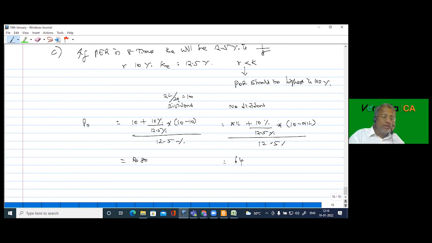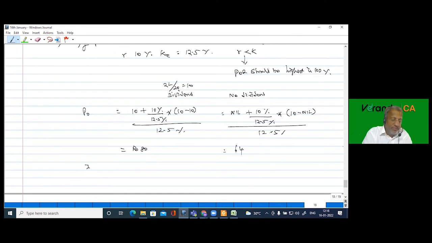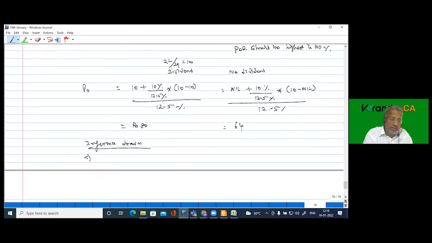Which one is better? Declaring dividend is better or declaring no dividend is better? So the inference that we draw: If R is greater than K, payout ratio should be nil. If R is less than K, payout ratio should be 100%. If R is equal to K, anything is good. This is the inference that we draw.